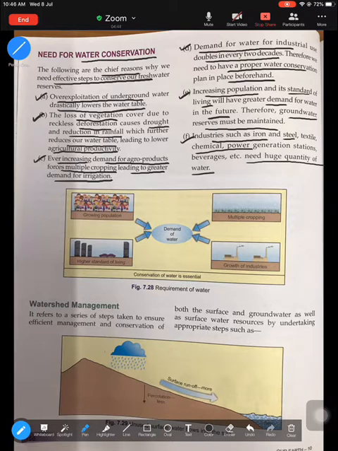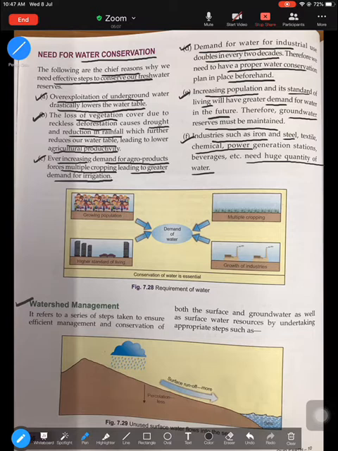Now, to overcome the shortcomings of water, the following steps must be implemented. We must encourage ourselves to take steps like watershed management, rainwater harvesting, and reusing and recycling water, which have to be taken very seriously so that water is conserved for the future generation as well. So, what do you mean by watershed management? It refers to a series of steps taken to ensure efficient management and conservation of both the surface and the groundwater. So, basically, steps that have to be taken to make sure the water is managed effectively.